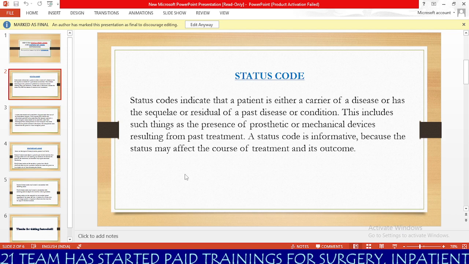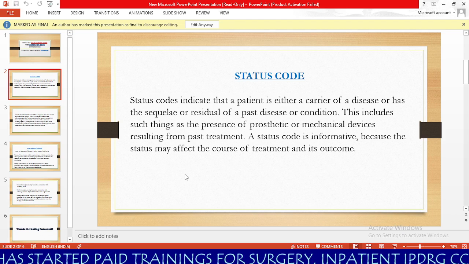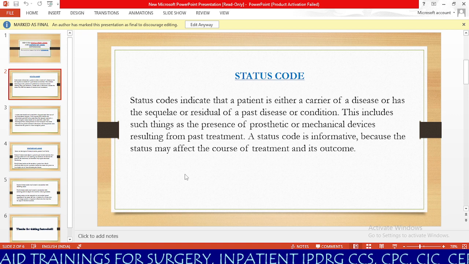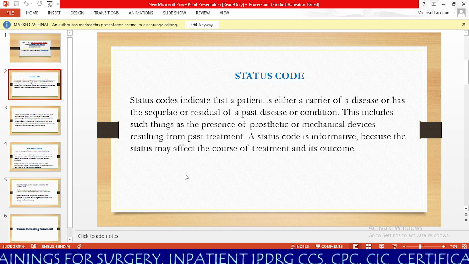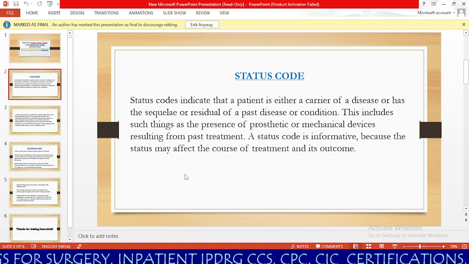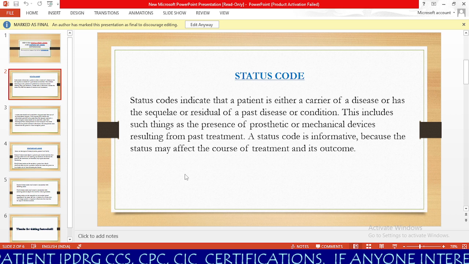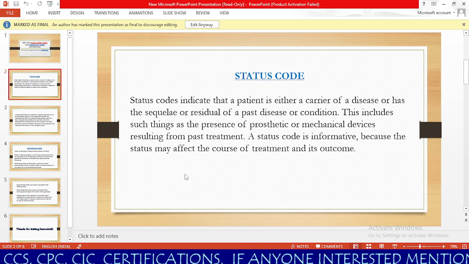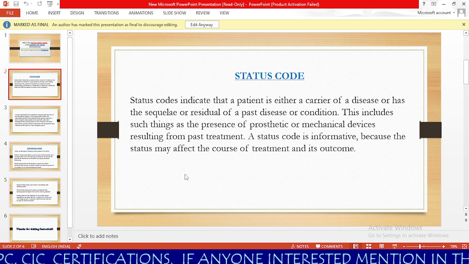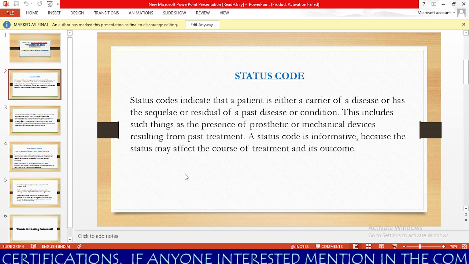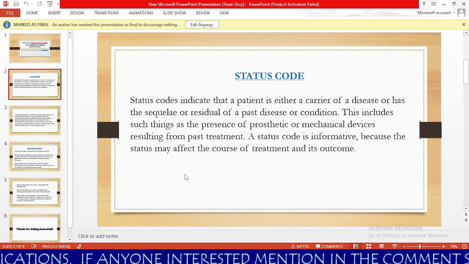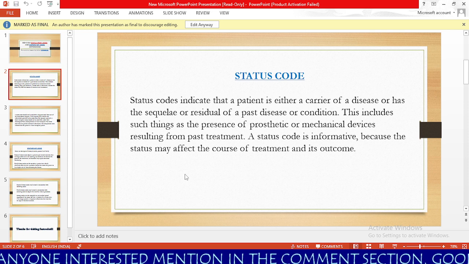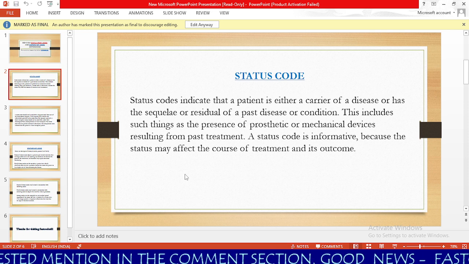So first we will learn about status code. So what is status code? Status code indicates that a patient is either a carrier of a disease or has the sequela or residual of a past disease or condition. So basically status code is the code where the patient will have the sequela or residual of a past disease or condition. So here in status code, the patient does not completely get rid of his condition.